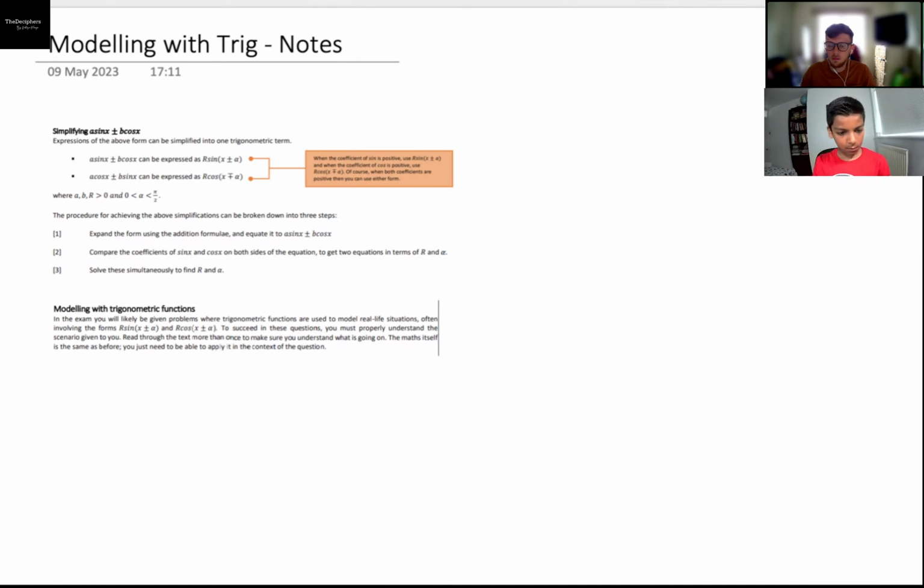So now what we're going to do is modelling with Trig. We're going to do A-level revision, and this week is going to be about modelling with Trig.